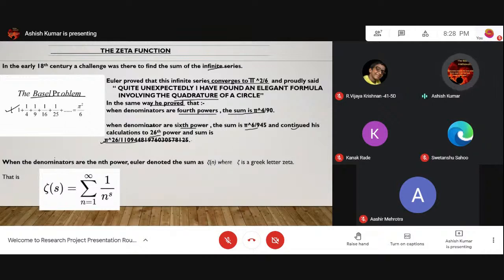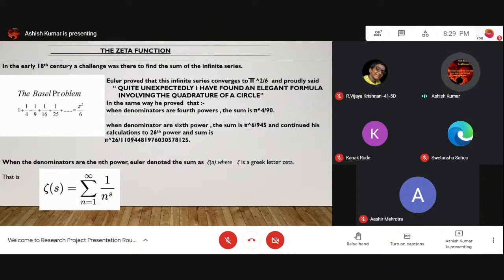He generalized this series for the nth power and denoted it as the zeta function, where zeta is a Greek letter, written as zeta of s equals the summation from n equals 1 to infinity of 1 over n to the power s.